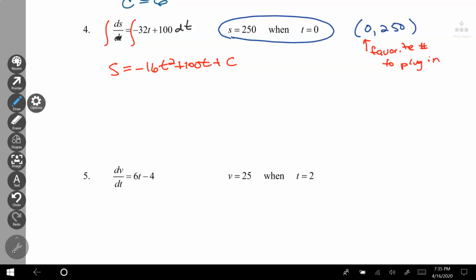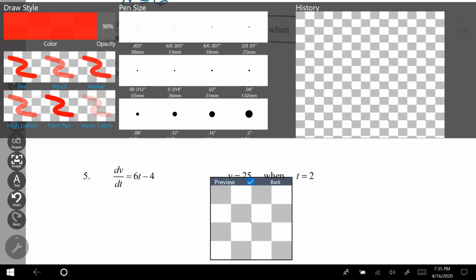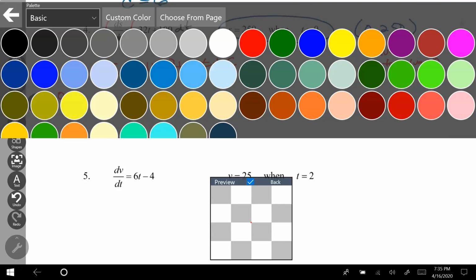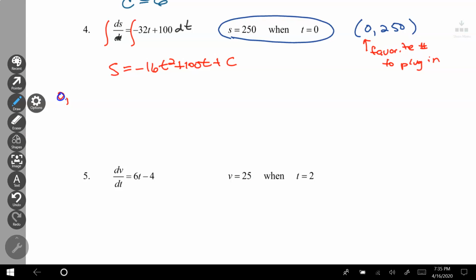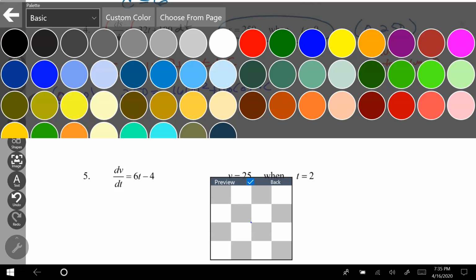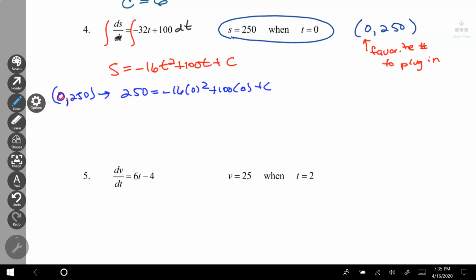We're going to plug in 0, 250. You get 250 equals negative 16 times 0 squared plus 100 times 0 plus c. And I think you can tell right away that these all go to 0, and you get c equals 250. So s equals negative 16t squared plus 100t plus 250.